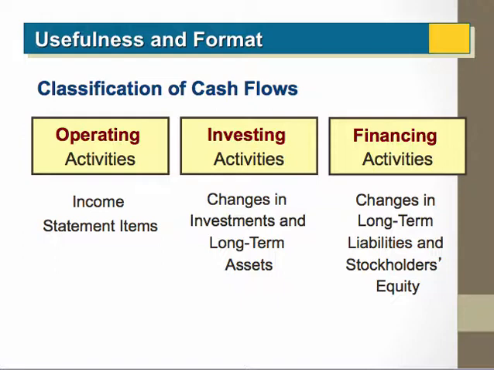The operating activities section is typically coming from the income statement items, which is what generates net income in the retained earnings statement. Also, the changes of the various balances of your current assets and your current liabilities. The investing activities are the changes in your investments, long-term investments, and your other long-term assets. The financing activities are the changes in your long-term liabilities and the capital section of the stockholders' equity.